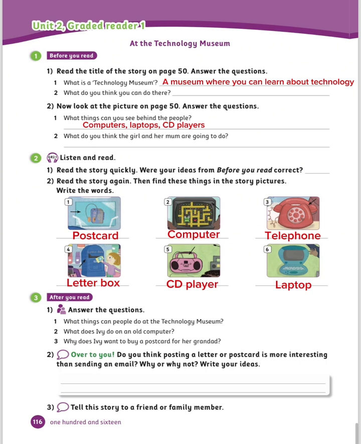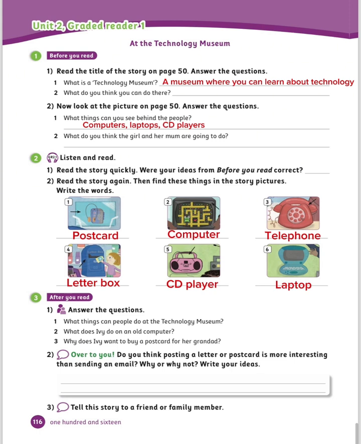Exercise number 3. Number 1, answer the questions. Question number 1, what things can people do at the Technology Museum? Number 2, what does AV do on an old computer? Number 3, why does AV want to buy a postcard for her granddad?